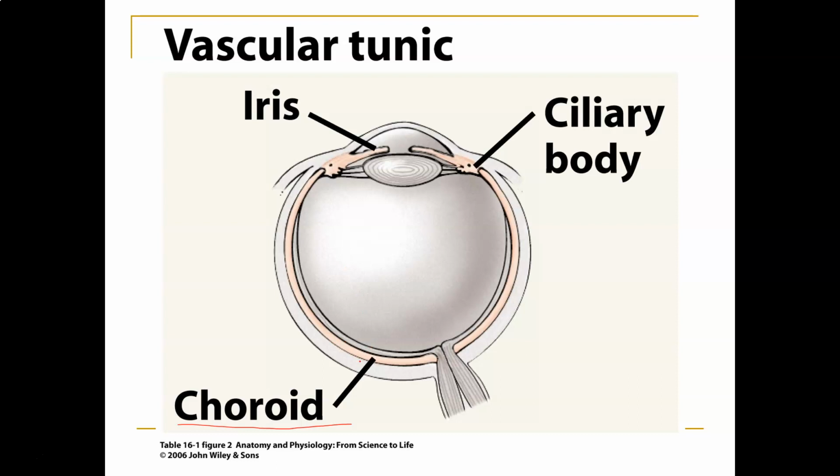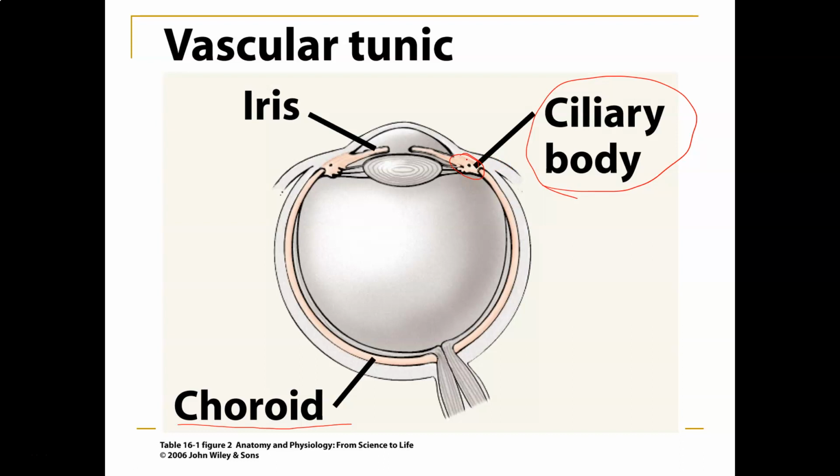In a slide later that I'm going to show you of the back of the eye, you'll see the choroid layer is very dark because of all the melanin. Okay, and then as you go forward, as you go anteriorly, the choroid becomes the ciliary body, and the ciliary body is in this area right here.